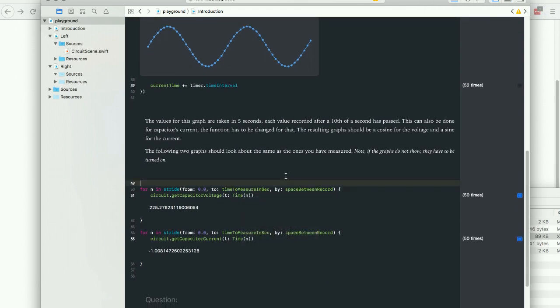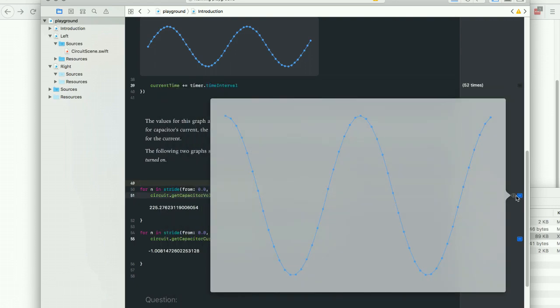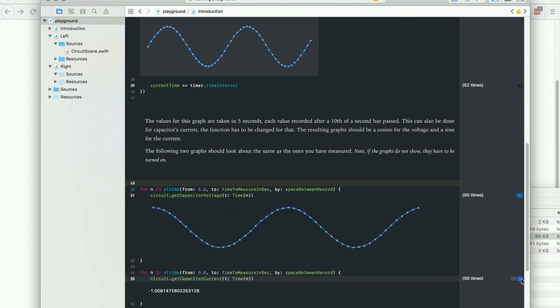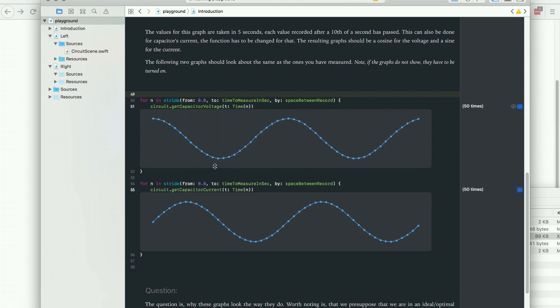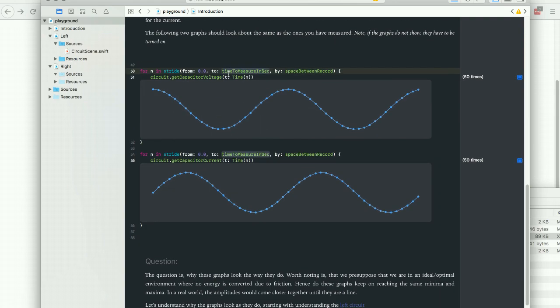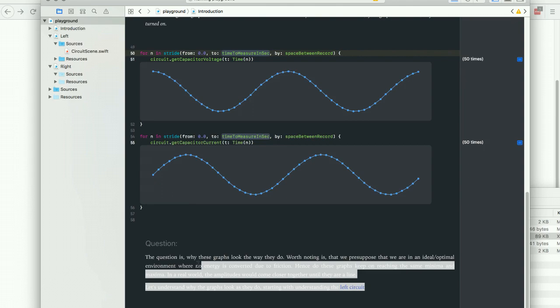The following two graphs should look about the same as the ones you have measured. Note, if the graphs do not show, they have to be turned on. So they're not showing, so we have to turn them on. Here's the one for the voltage, and here's the one for the current, as the functions tell us. And that's what we got too. So that's right. So we just confirmed.